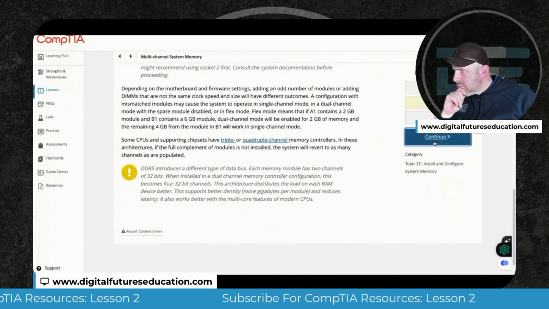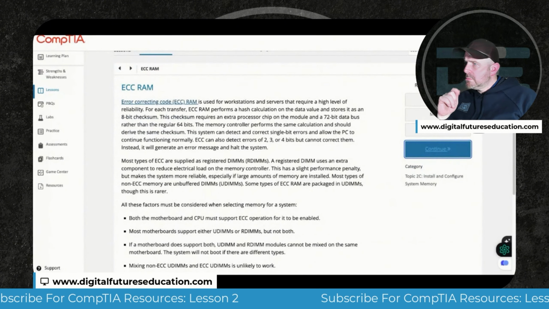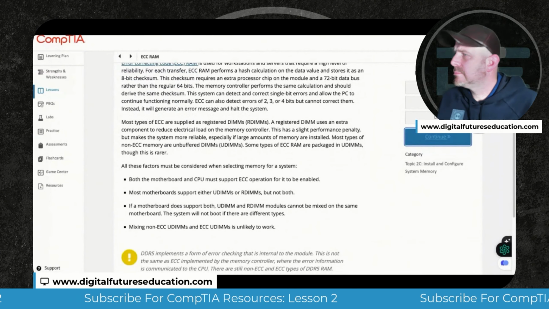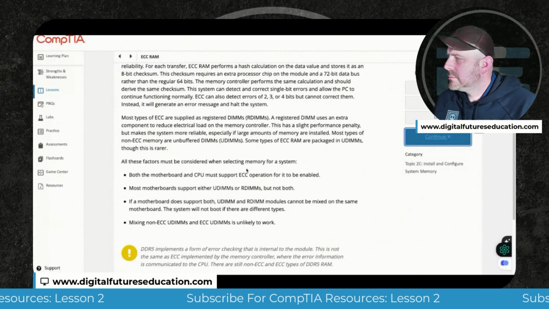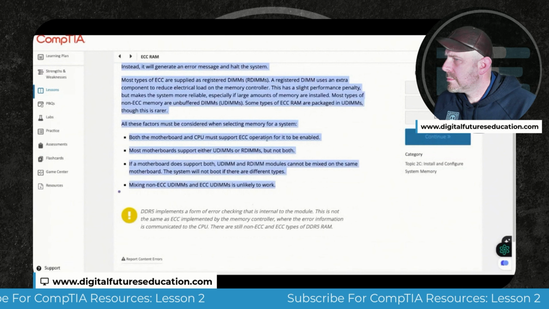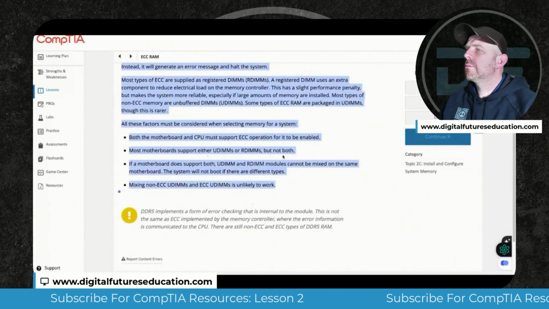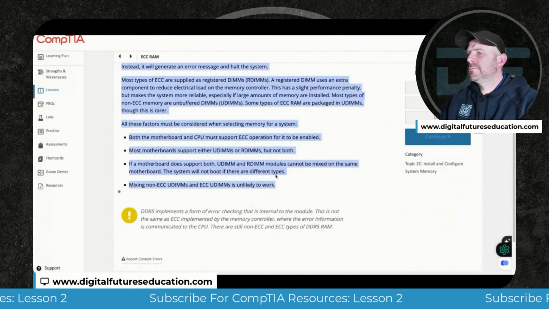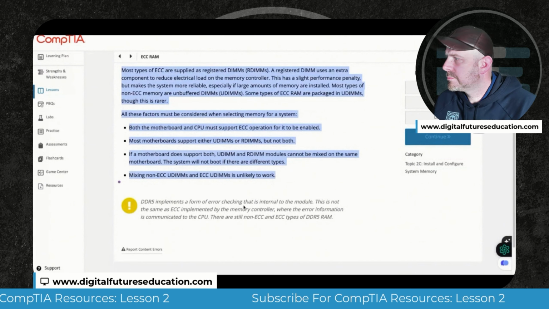Let's keep going. ECC RAM, error correcting RAM, is used for workstations and servers that require a high level of reliability. Most types of ECC are supplied as registered DIMMs. It uses extra components to reduce electrical load on the memory controller. Both motherboard and CPU must support ECC for it to work. Most motherboards support either UDIMMs or RDIMMs, but not both. If a motherboard does not support both, they cannot be mixed in the same motherboard. Mixing non-ECC DIMMs and ECC DIMMs is not likely to work.